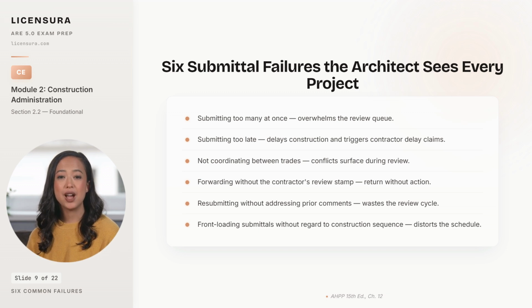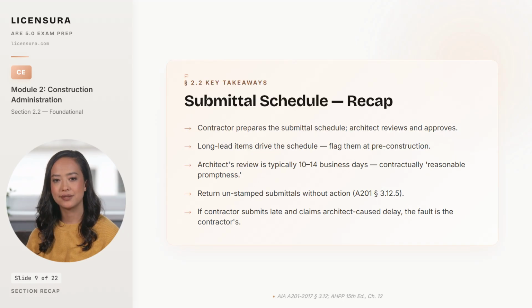Resubmitting without addressing prior comments wastes a cycle and signals that the contractor is not reading the review. And front-loading submittals, sending everything in the first month, regardless of when the trade is actually built, distorts the schedule and is grounds to require the contractor to resequence. Pulling the schedule and the failure modes together leaves one rule that holds the architect's position. 5 takeaways from the submittal schedule.